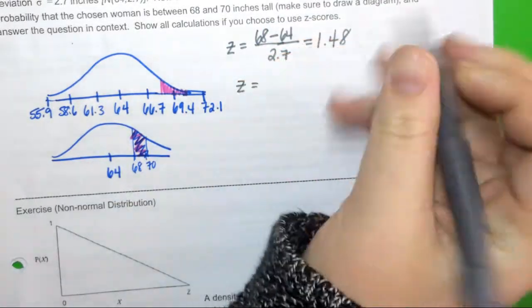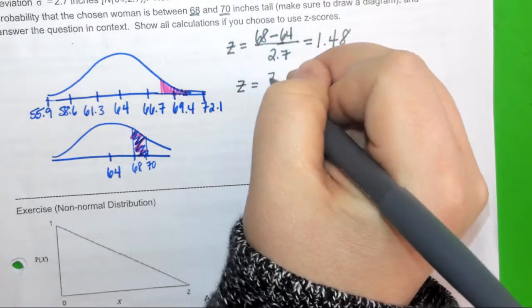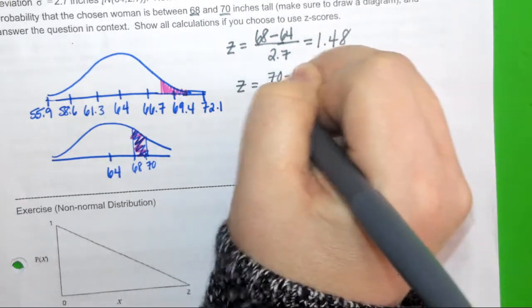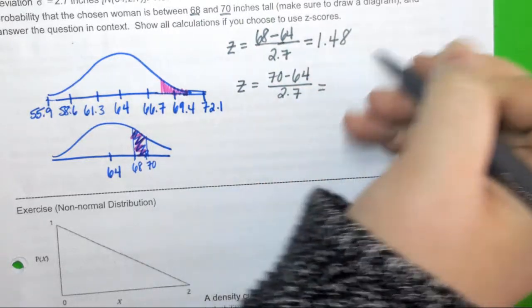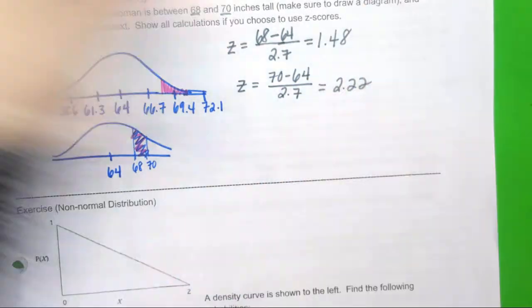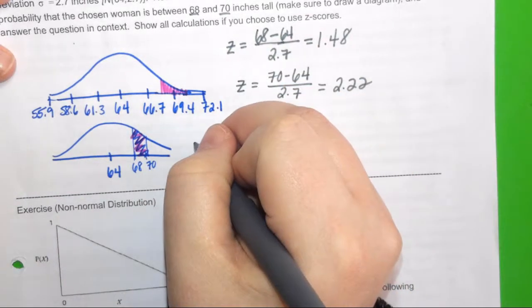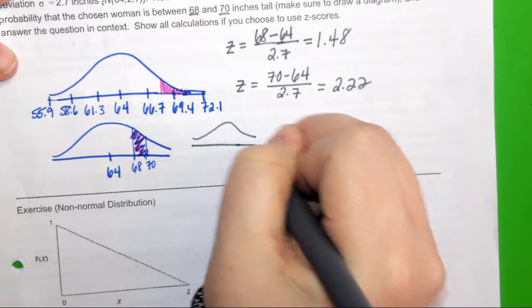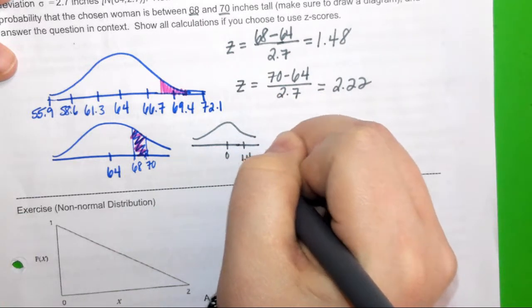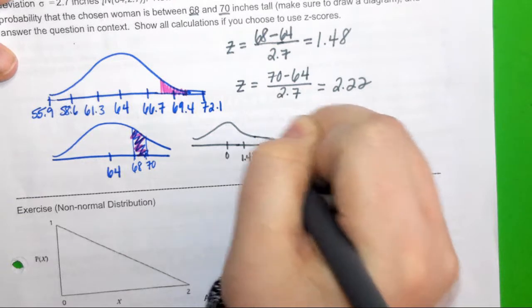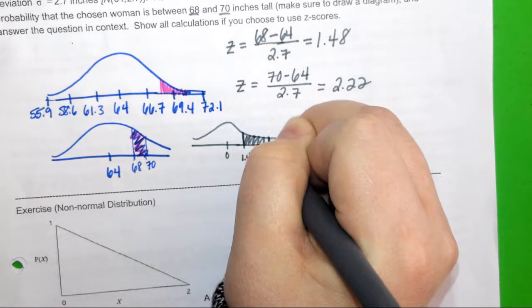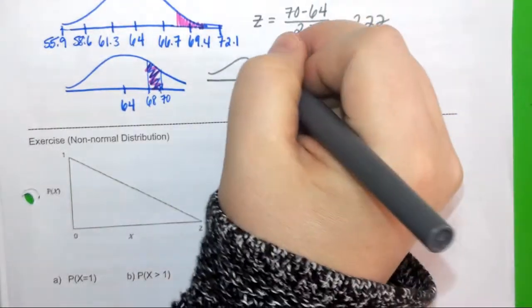Our second z-score, so we were doing between 68 and 70, so we're going to do 70 minus that average of 64, divided by that standard deviation of 2.7, and we will get 2.22. So we're seriously wanting to know, like if we drew a third curve, like if this is 0, 1.48, 2.22, we're wanting to know the area between 1.48 and 2.22. Now we turn it into a z-score.